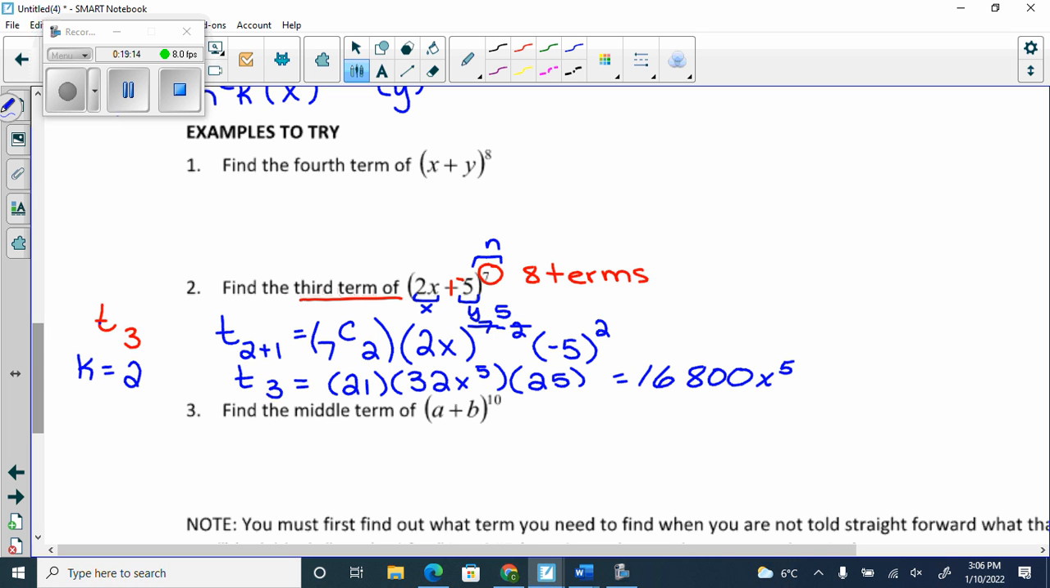So finding just one term is way faster doing it this way. Yes, I know finding all the terms would have taken us, that was one term. I would have had to find 7 more, correct, to do the whole thing. But I probably wouldn't have made an error that way. But when they ask you to find one term, it's a lot faster. That's the big teaching lesson for binomial theorem.